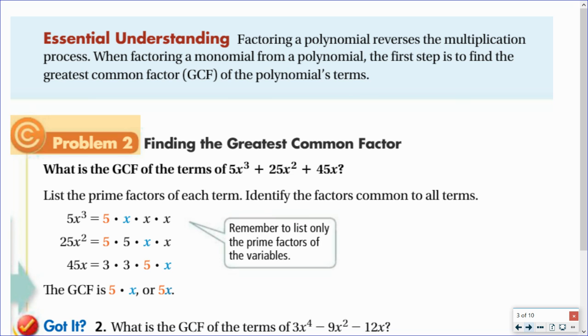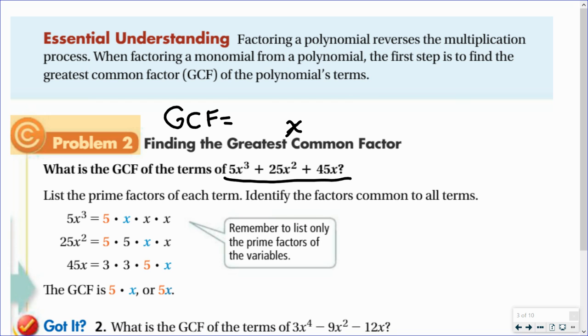So here's the book's explanation about it, but what I'm looking for is I want to find the greatest common factor of this particular trinomial. So what I start off with, I look for the x that will go into all of them. Now x to the third won't go into x to the second, and x to the second won't go into x to the first. They're too big. But x will go into both those two, so I'm going to factor out the x first.